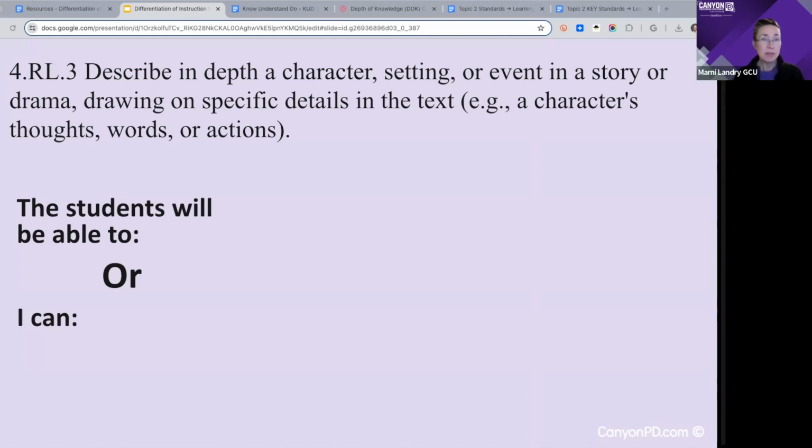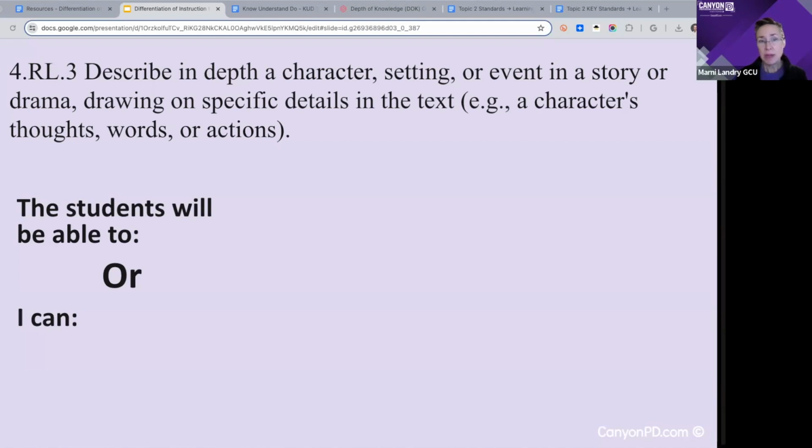And the objectives need to be in actionable language and easy for the students to understand. So notice here on the left, you can start them with the student will be able to, or put them in I can statements. That'll tell you really quickly if your students understand your objectives, if they can put I can in front of it, and then they can show you that they understood it.